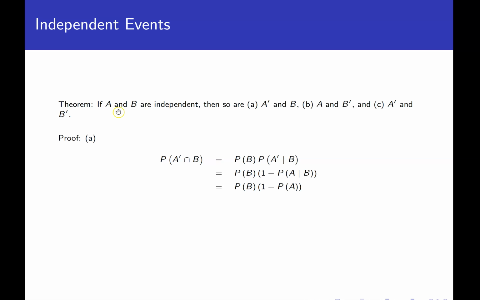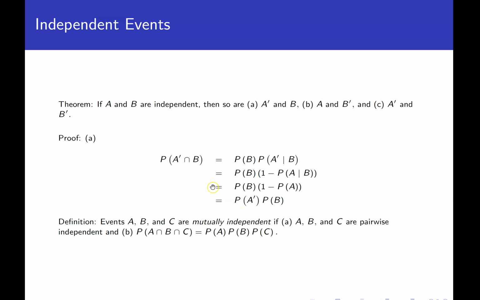We know that A and B are independent, so the probability of A given B is just the probability of A. This is using the independence part. And then this last part here, 1 minus the probability of A, is the same thing as the probability of A complement. And so since we've shown that the probability of the intersection is the product of the probabilities, the two events are independent of each other.